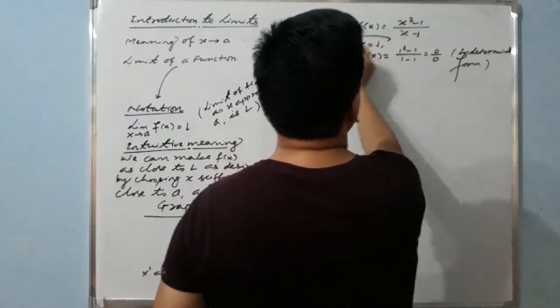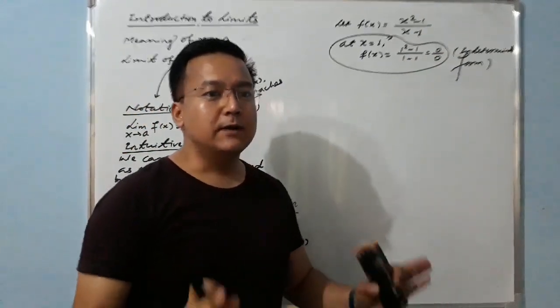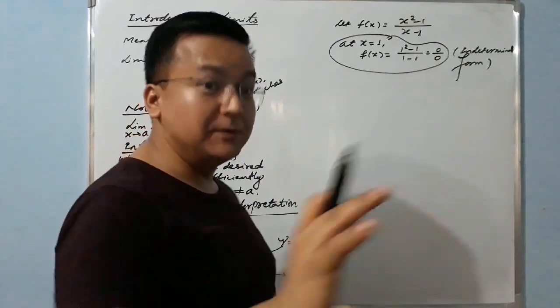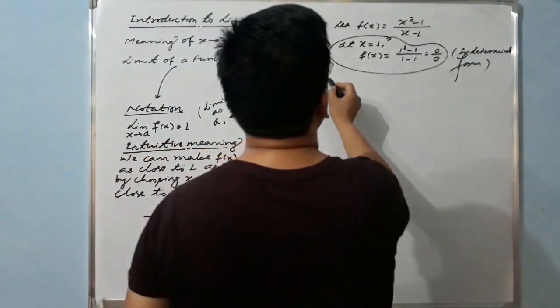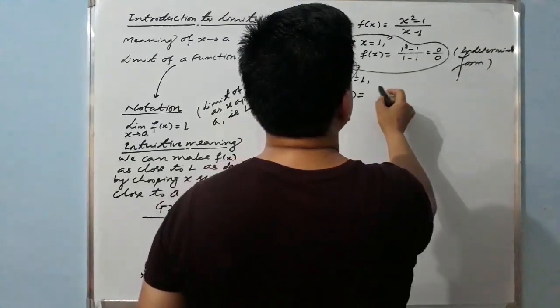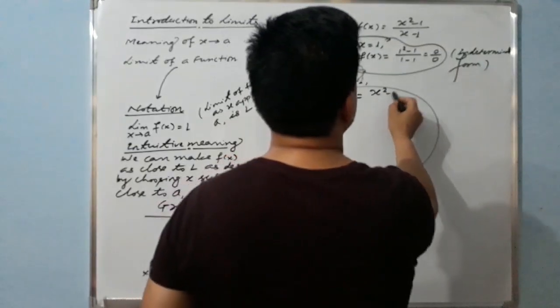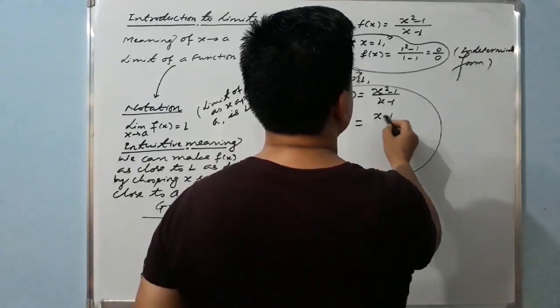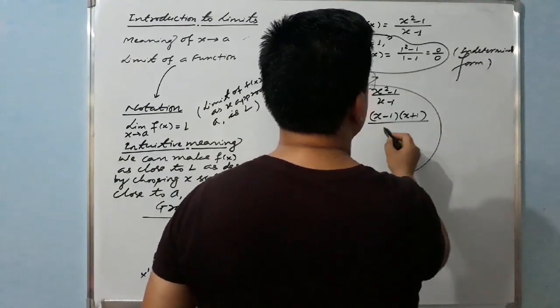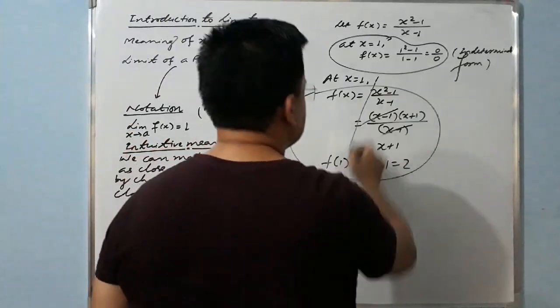So from here we can say we cannot find the value of the function at x equal to 1. Let me tell you a mistake students sometimes make. If they have to find the value at x equal to 1, they try it this way. Firstly they simplify the function: x squared minus 1 over x minus 1, they factorize the numerator, cancel out this term, get x plus 1, and write f of 1 is equal to 1 plus 1 is equal to 2.